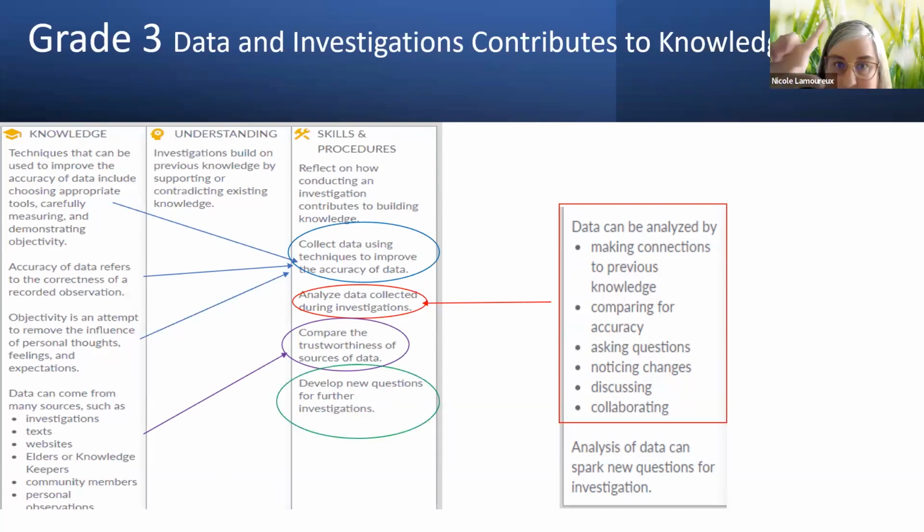Now, it's a cycle for a reason, because once they analyze the data and information is gleaned and they're making some conclusions, they're going to have questions. So analysis of the data can spark a new investigation. That's why I've put the steps into a cyclical manner. But most of all, reflect on how conducting an investigation contributes to knowledge building. So that harkens back to what science is as a discipline. It's to build an understanding of the natural world. So that's what we want our students to do.